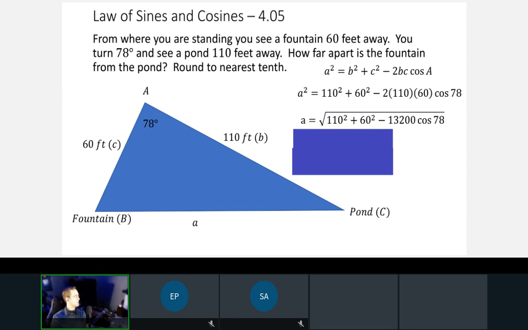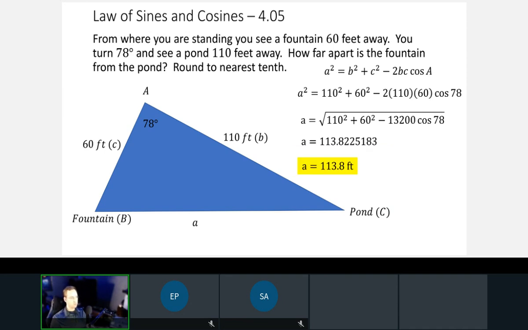All right, so we type all this stuff in, and then you should all get this long number, but we want to round to the nearest tenth, which is 1 decimal place. So that becomes 113.8 feet. So for this problem, draw a picture.